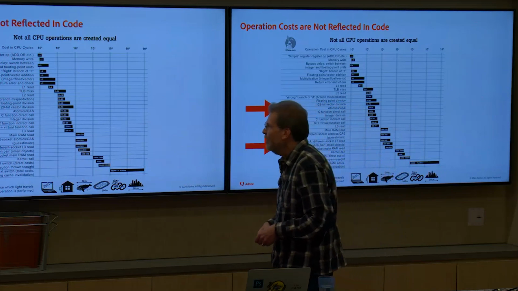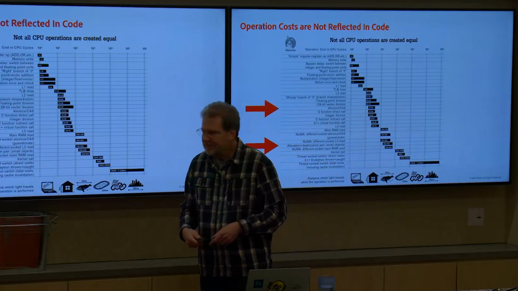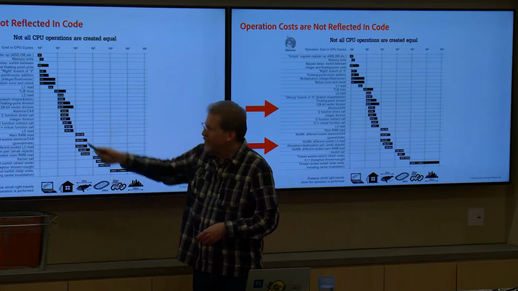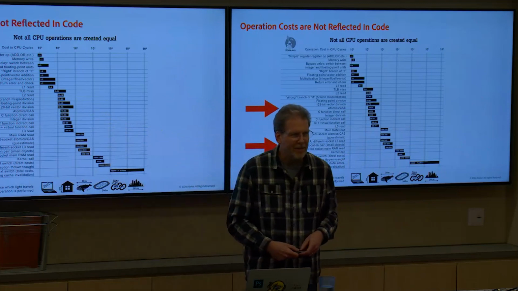Okay, we also have to do some synchronization. That's going to cost us 15 to 30 cycles each time we have some atomic op.